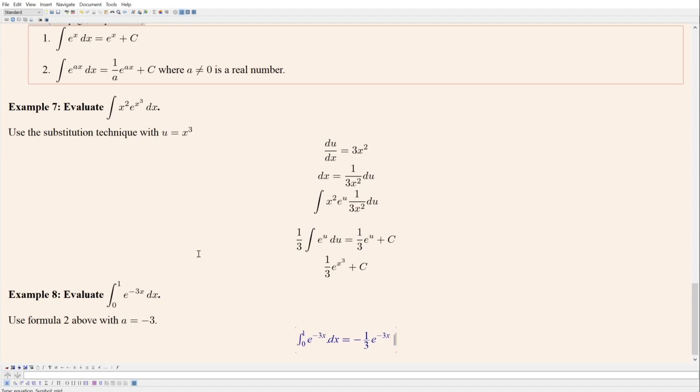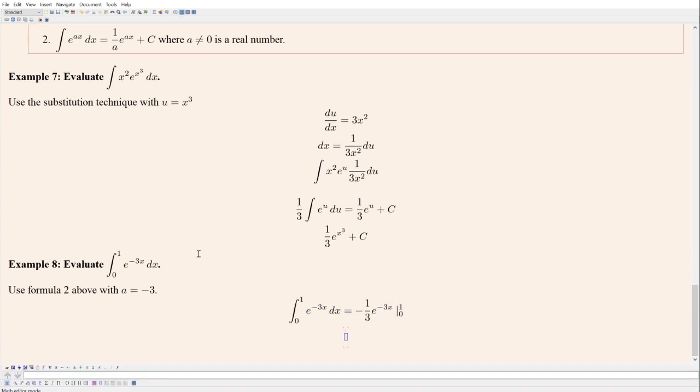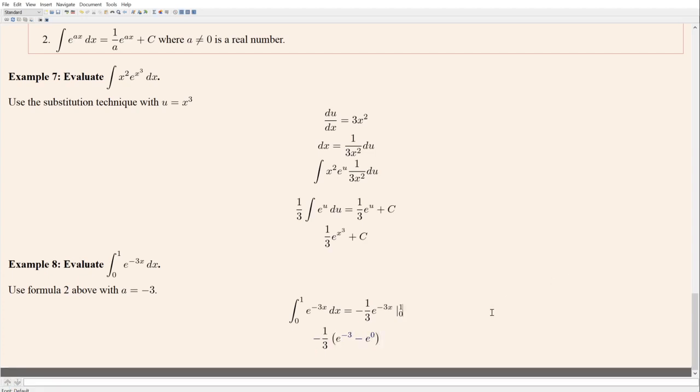However, since this is a definite integral, we have to evaluate it between 0 and 1. So let's not forget to do that. So we have minus 1/3 in both of the terms, so let's factor that out. Now when we plug in 1, that's e to the minus 3 minus. When I plug in 0, that's e to the 0. And what is e to the 0? Well, e to the 0 is 1.